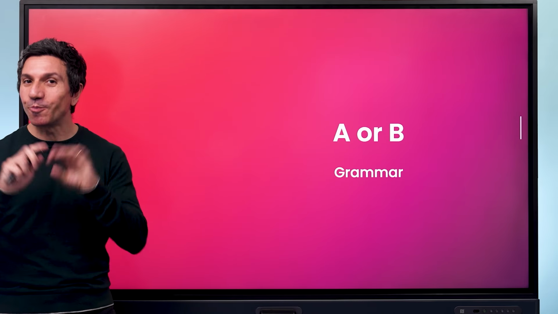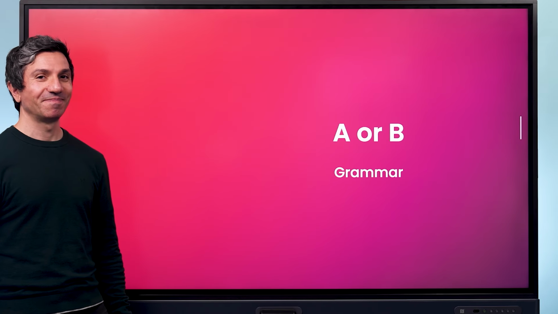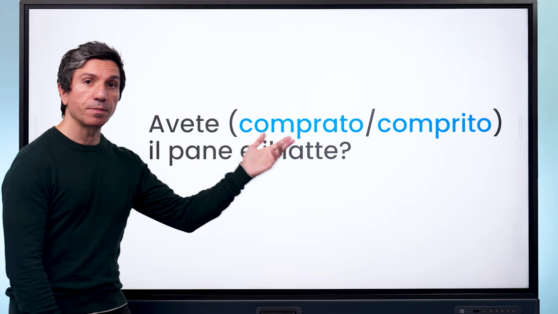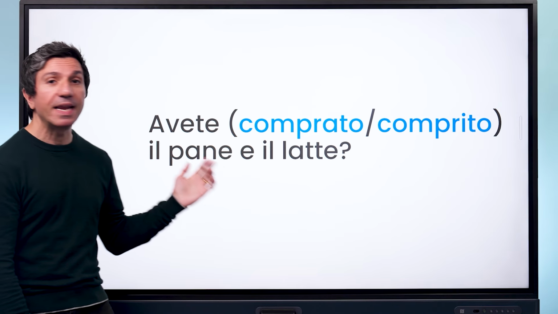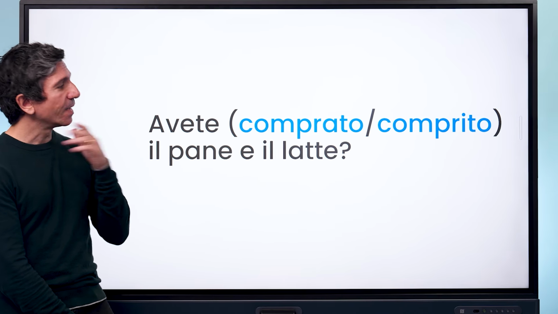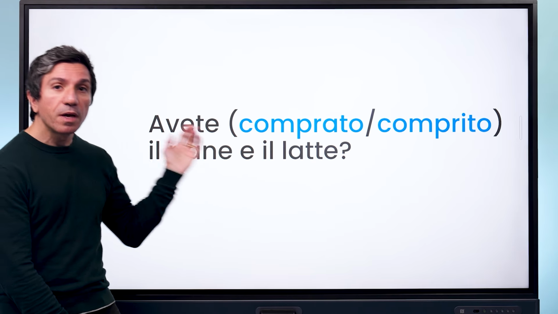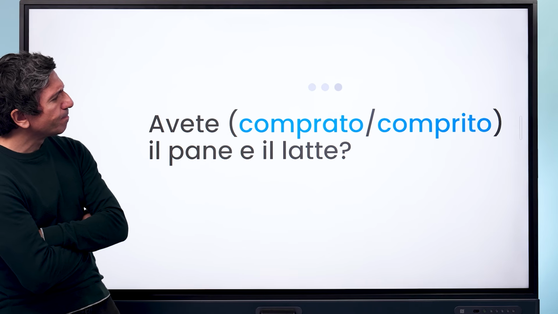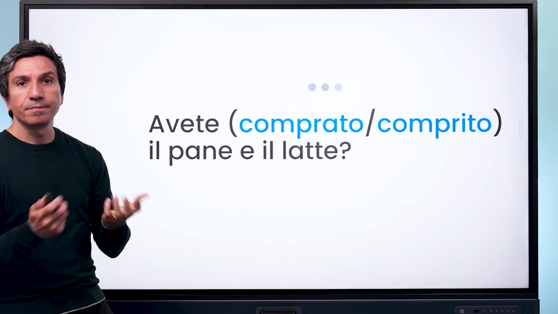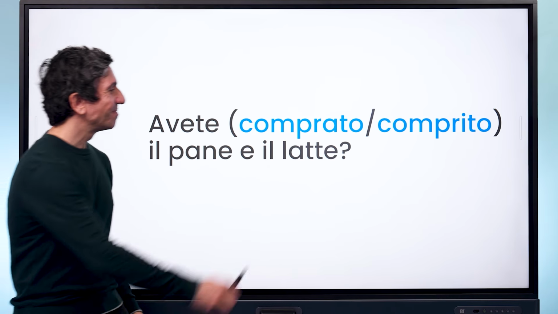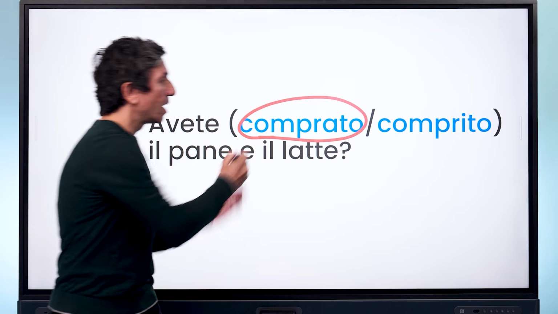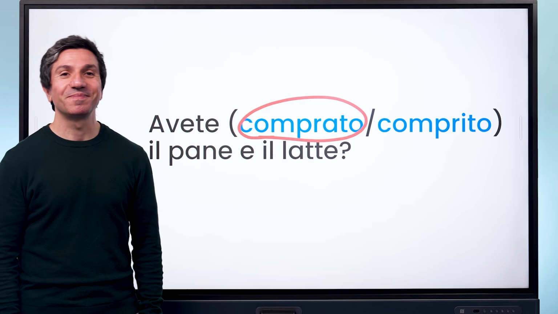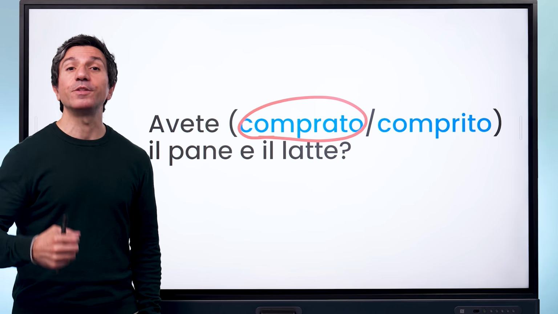Choose the best answer to complete the sentence. Ready? Avete comprato or comprito il pane e il latte? Comprato. Avete comprato il pane e il latte? Did you buy the bread and the milk?